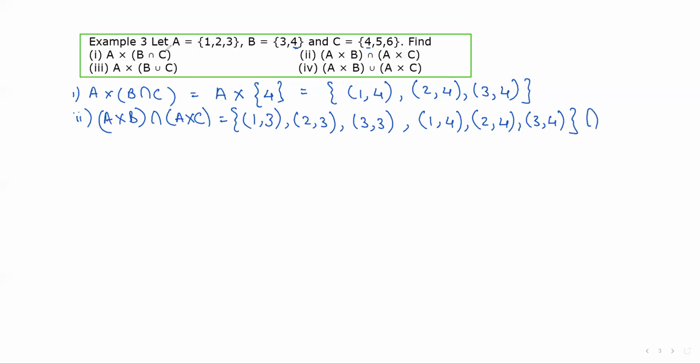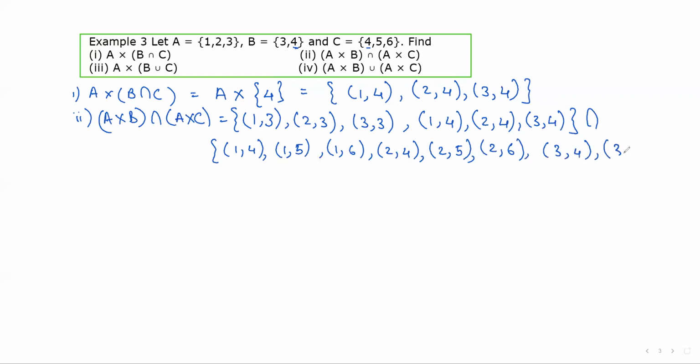Intersection with A cross C, which is (1, 4), (1, 5), (1, 6), (2, 4), (2, 5), (2, 6), (3, 4), (3, 5), (3, 6).